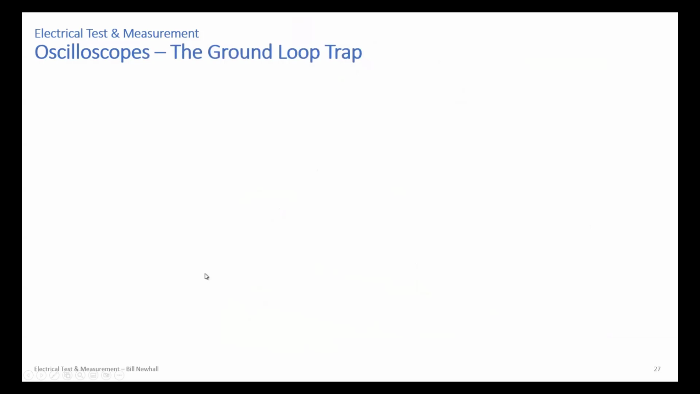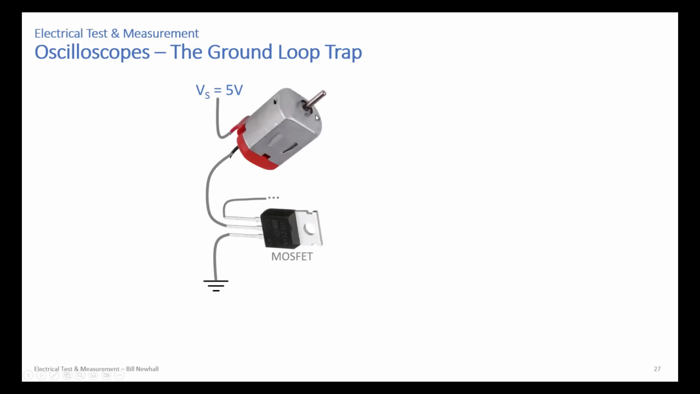Okay, let's talk about the ground loop trap. Remember I talked about grounding, the isolation of the negative terminal of a power supply from earth ground or from AC ground. An oscilloscope is not like that. Typically, the shield of the BNC connector is AC ground, and it's a common ground with other probe connections. So let me show you an example here.